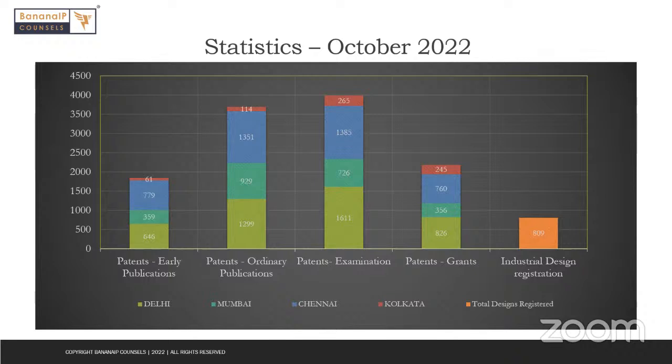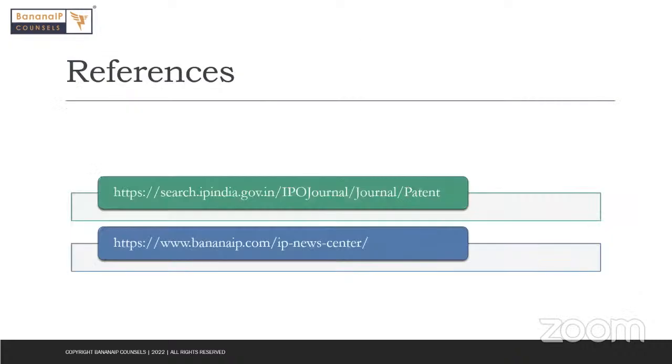With respect to industrial design registration, a total of 809 designs were registered last month. All the data presented here were collected from the 40th to 43rd issues of the Indian Patent Office Official Journal.